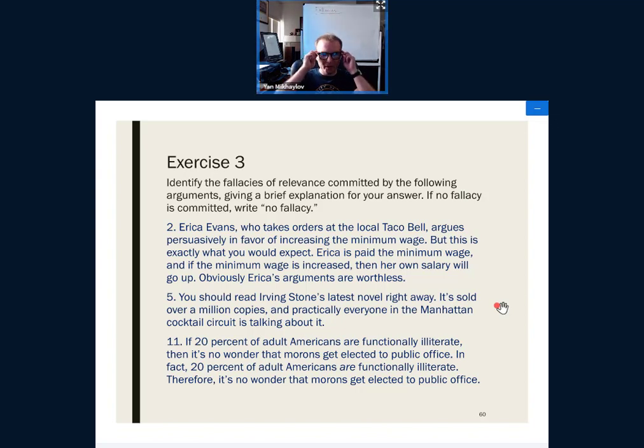Okay, anybody want to try that? Remember, there is no penalty for trying. I mean, if you get it wrong, so what? No big deal. Okay, ad hominem, you have to be more specific than just ad hominem.